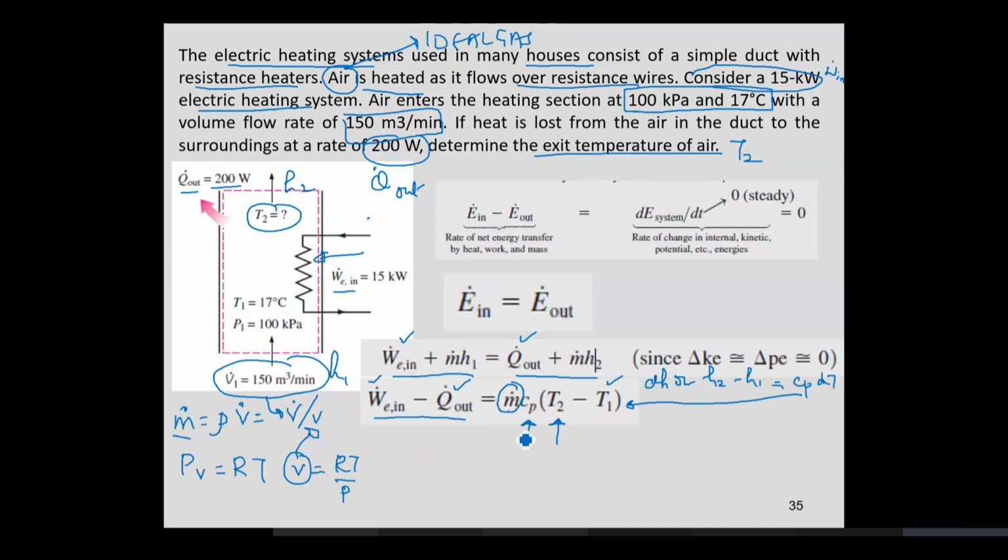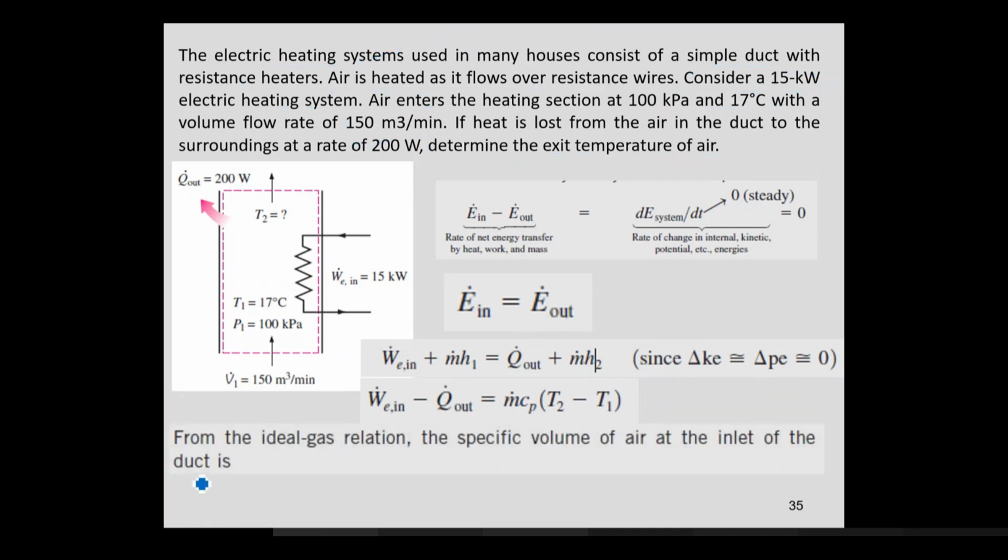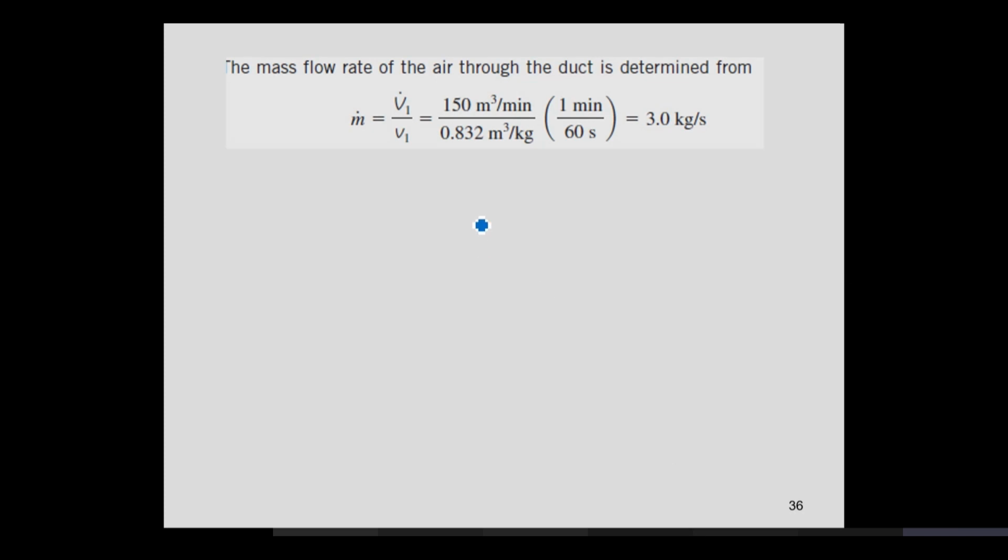Cp again is the value that you can extract from the table for air as an ideal gas at room temperature. Now, applying the ideal gas relationship, the specific volume is V1 equals RT1 over P1. T1 is given to you. R is 0.287 for air, in kilopascal units, so you'll have pressure in kilopascal. Temperature again you'll have in Kelvin. This would give you the specific volume. Now, if you have the specific volume, we just divide the volume flow rate, which is given to you in the statement, by the specific volume. This would give you the mass flow rate.